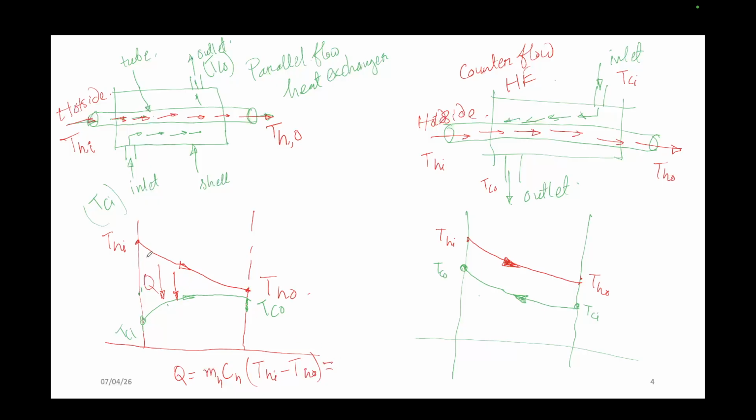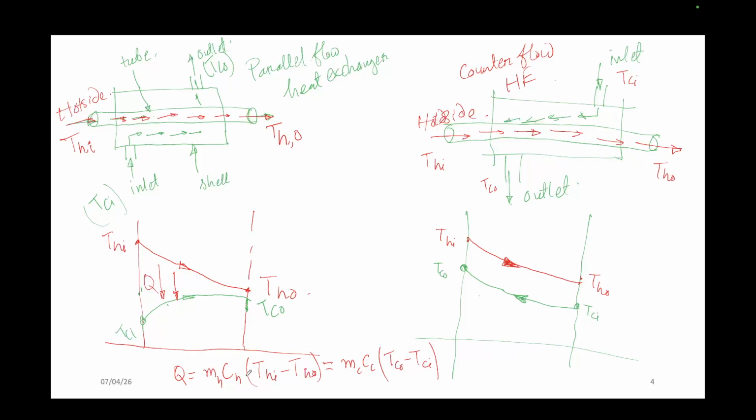Similarly, whatever heat is released from the tube side is transferred to the shell side. That means the heat will be received by the colder fluid, right or wrong? So that means on the colder side, in this formula it should be M of C, C of C into the temperature increment, TCO minus TCI.